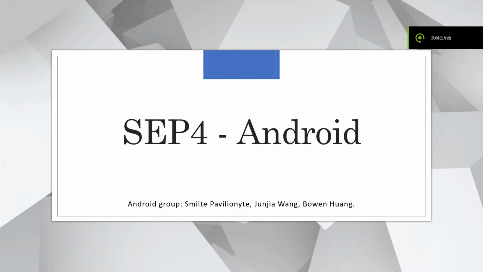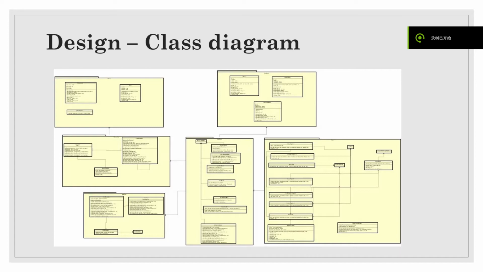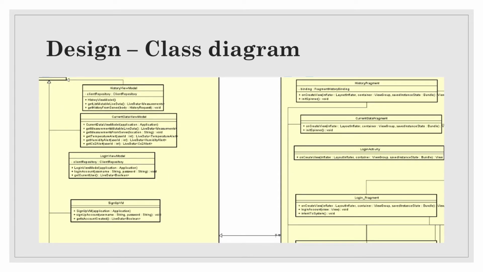Welcome to the SEP 4 Android presentation. In the design part, we made a class diagram, which follows the process of a domain model. Here is demonstrated the architecture of the Android application and the structure of our program in terms of classes, relations, attributes, and methods which we used. For instance, here you can see the relation between fragments, activities, and view models.